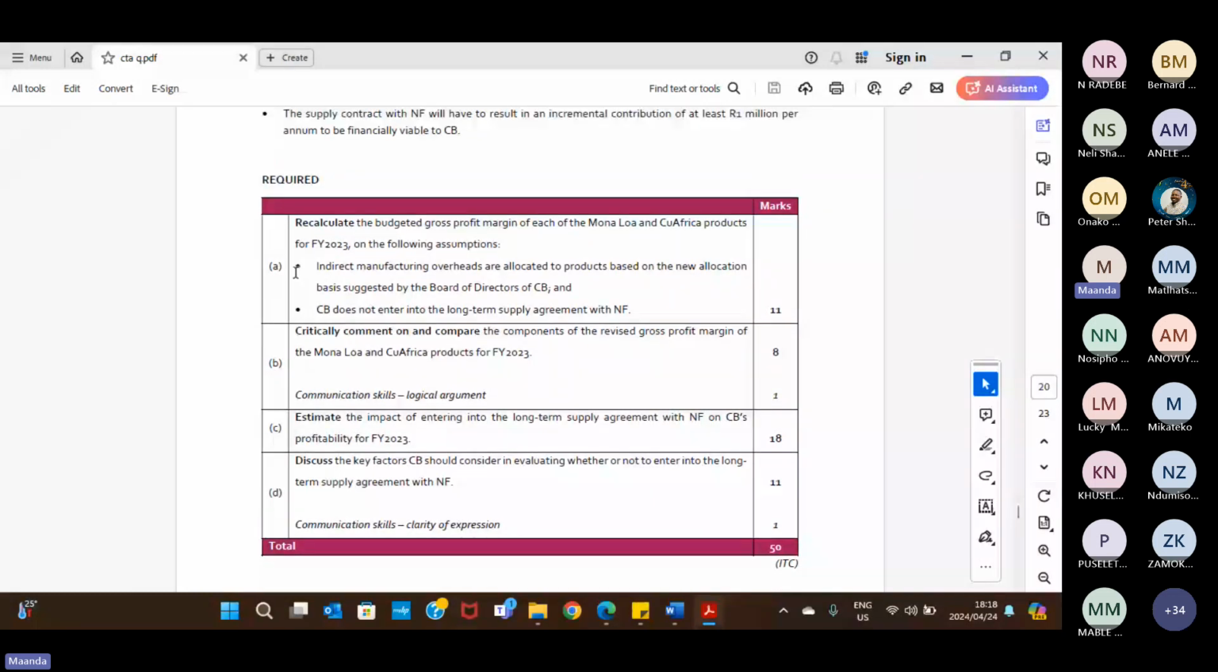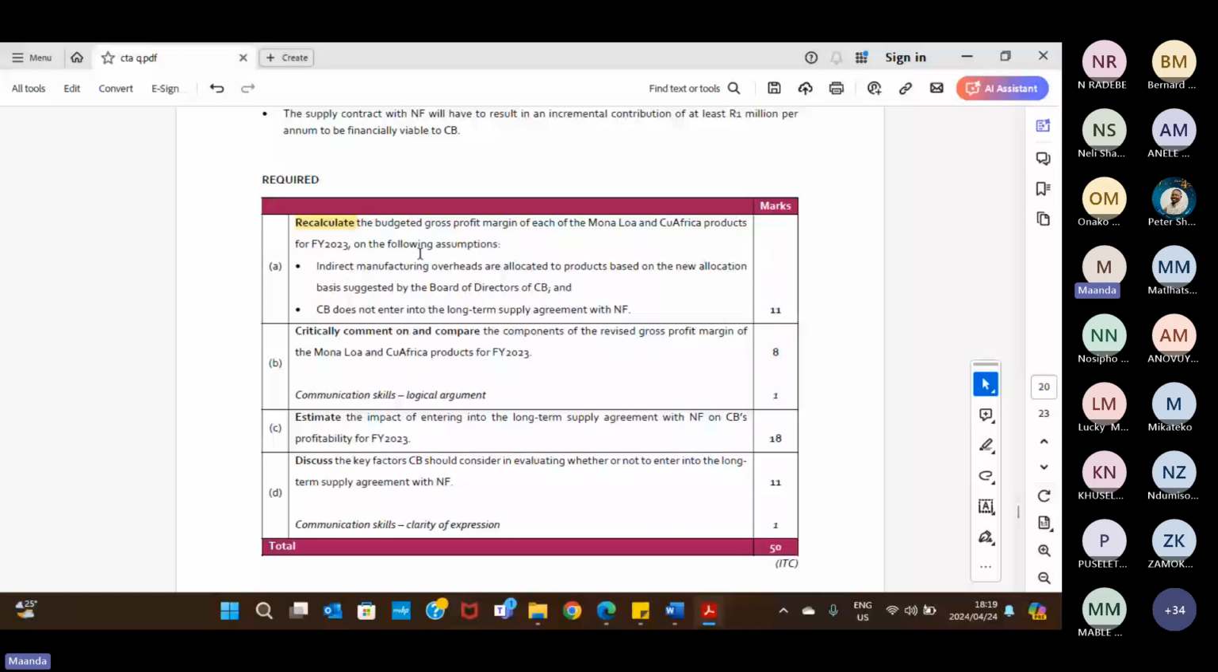The first required, they were asking me this. They're saying calculate, so I know I have to do calculations. That's the first thing I need to understand, right? So calculate the budgeted gross, or recalculate rather. If they're saying recalculate, it means there was something calculated there before, so I need to recalculate it, right? Recalculate the budgeted gross profit margin.